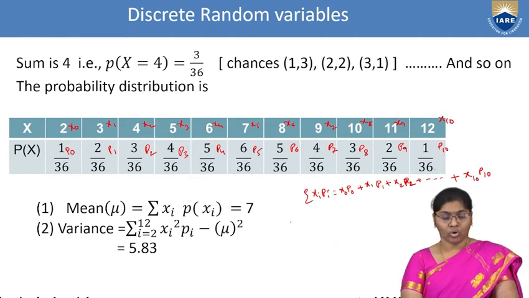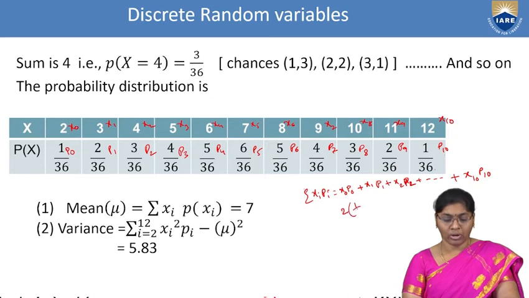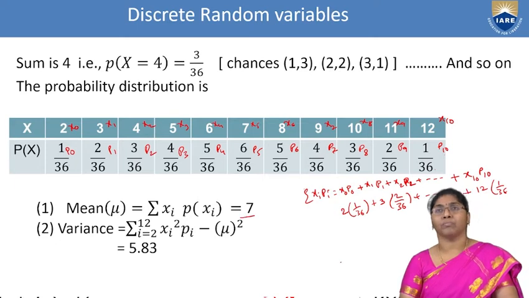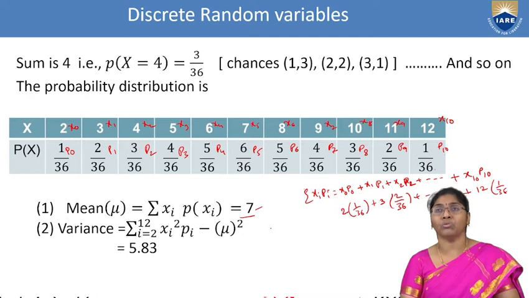Now simplification: 2 into 1 by 36 plus 3 into 2 by 36 plus so on, up to 12 into 1 by 36. Finally, the answer is 7. And the next one is variance. The mean value is 7, that means mean mu equal to 7.